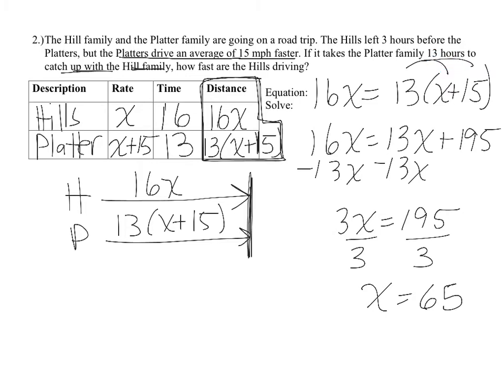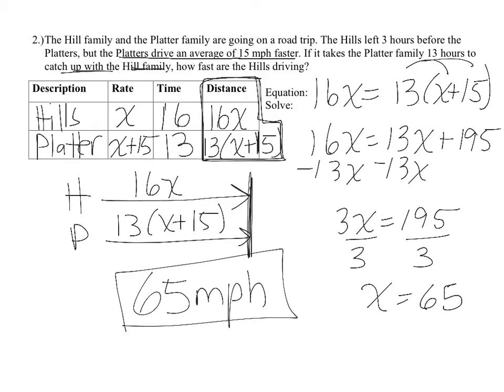So read the question again. It says, how fast are the Hills driving? Well, that's the answer that I got here, right? The Hills' rate is 65 miles per hour. So the answer to the question is the Hills are driving 65 miles per hour.